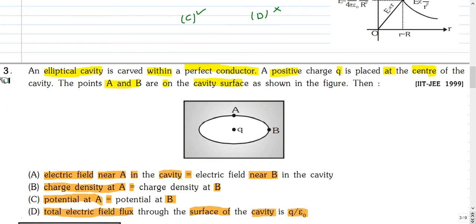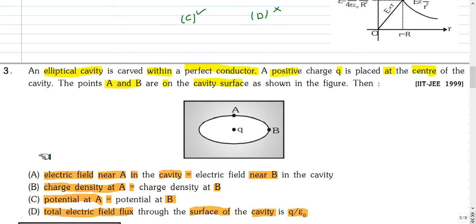This is the next question. An elliptical cavity is carved within a perfect conductor. A positive charge Q is placed at the center of the cavity. The points A and B are on the cavity surface as shown in the figure.